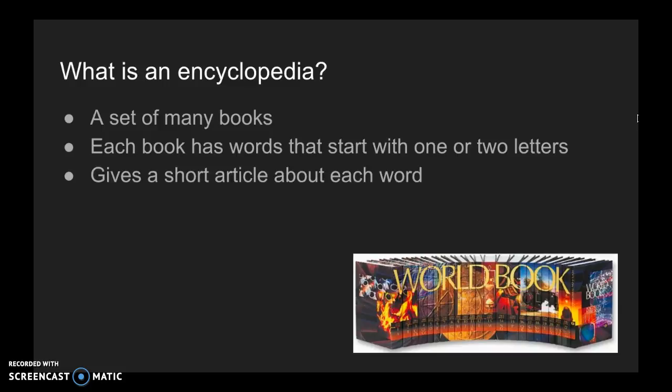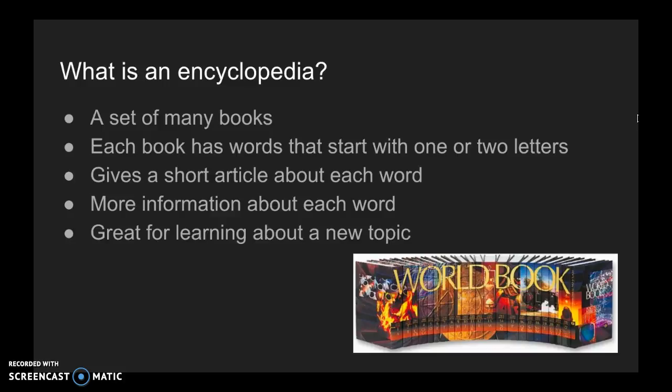In an encyclopedia, you're going to find a short article about each word. An encyclopedia definitely gives more information about each word than the dictionary does, and that's why it takes up so much more room than a dictionary. There's a lot more information in there about each word. And that's why it can be great for learning about a new topic or getting background information. This can be a really helpful resource when you're doing your research project.